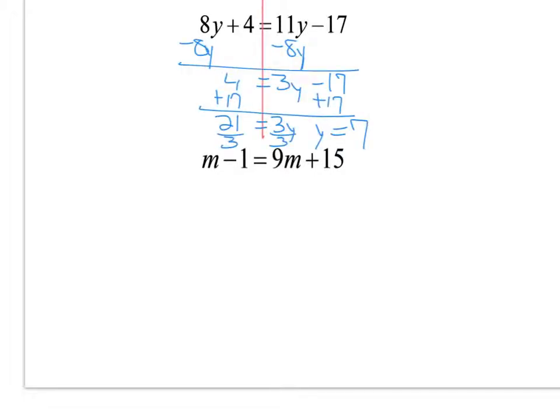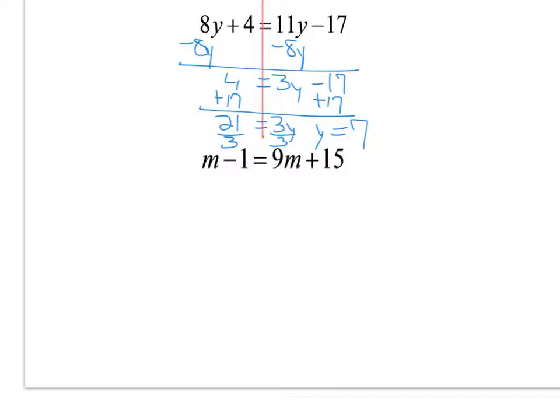I got y equals 7. Is that what you got? I found my equal sign. There was nothing to distribute on either side. There was nothing to combine on either side. I found my smallest variable, 8y. I subtracted 8y from both sides. I brought down my 4. 11y minus 8y is 3y. Brought down my minus 17. Then I had a two-step equation. I got y equals 7. Okay? Pause the video. Try this next one.